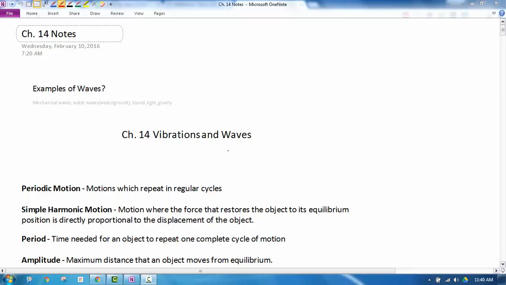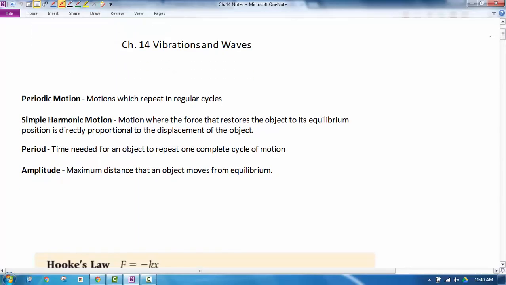Okay, this is chapter 14. We're going to talk about vibrations and waves. So some vocab you're going to want to know. You're going to want to know what periodic motion is. That would be, an example of a pendulum swinging back and forth, or a mass on a spring that's bouncing up and down.